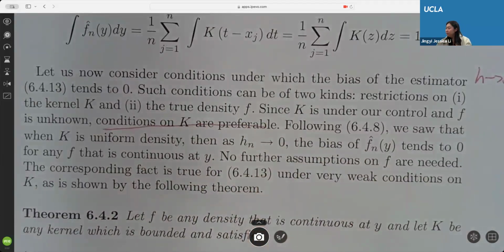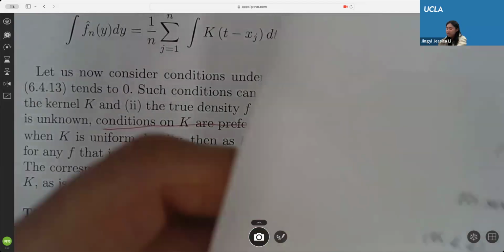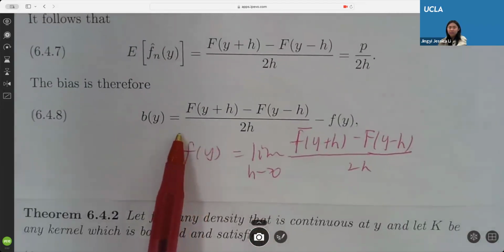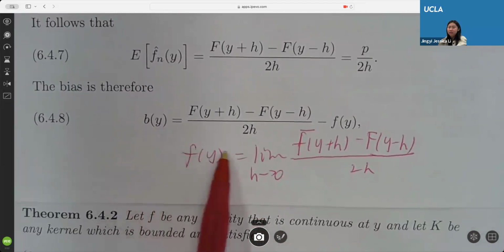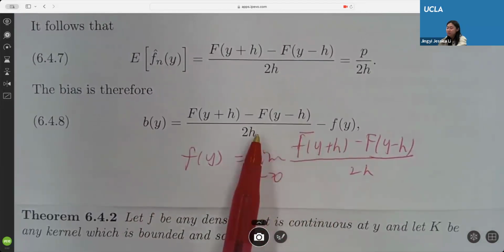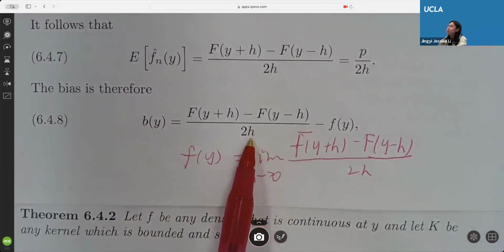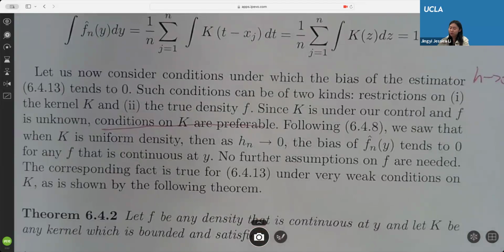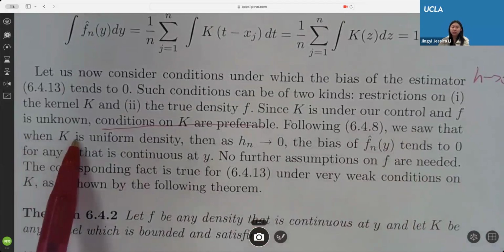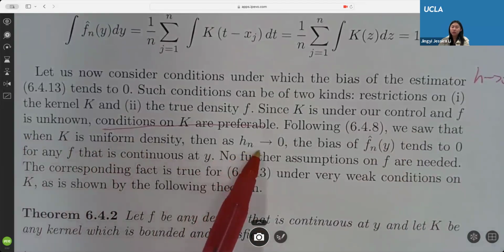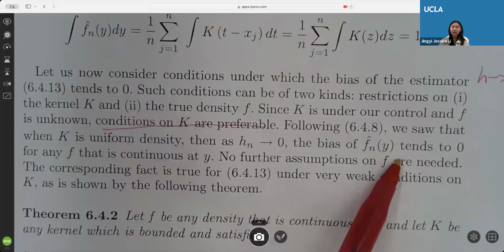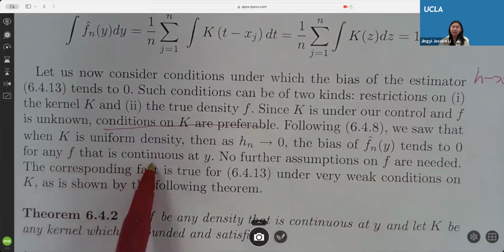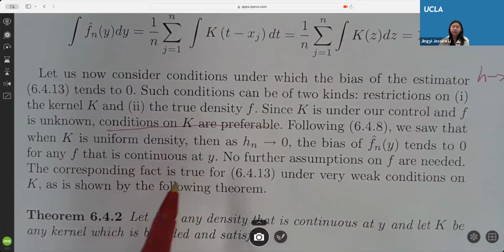Following 6.4.8, which is this, bias. This is what we had before. Bias for the naive density estimator is this. So therefore, we want H to go down to 0, because then this will converge to that, okay? Following 6.4.8, we saw that when K is the uniform density, as we specify H to depend on N, Hn going down to 0, the bias tends to 0 for any F that is continuous at Y. No further assumptions on F are needed.